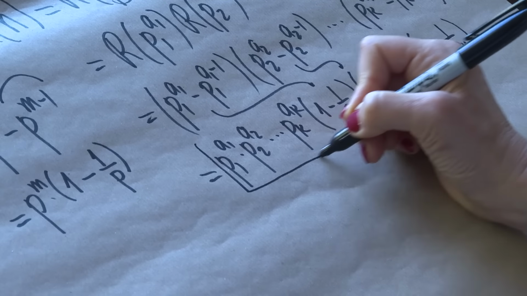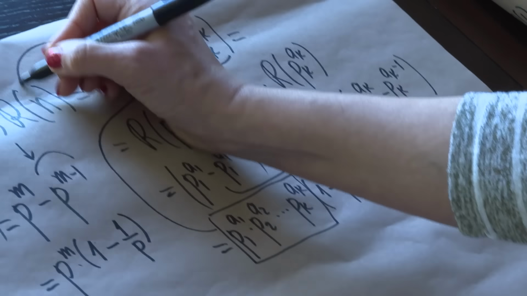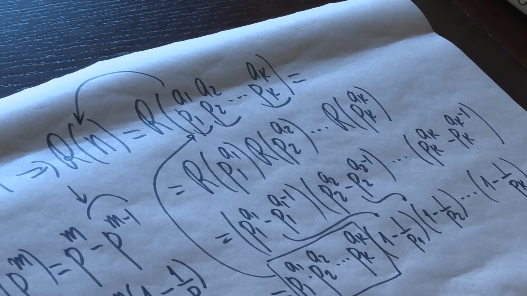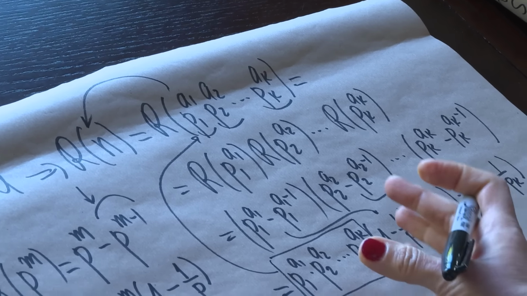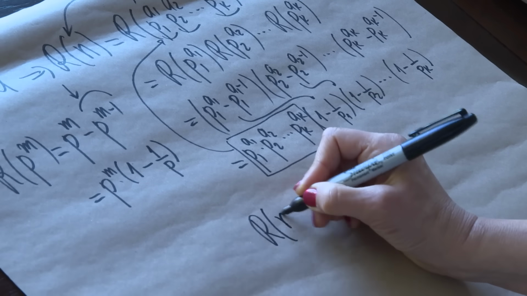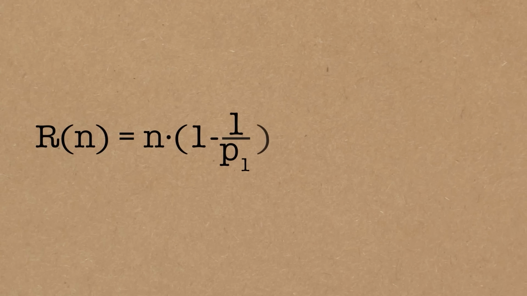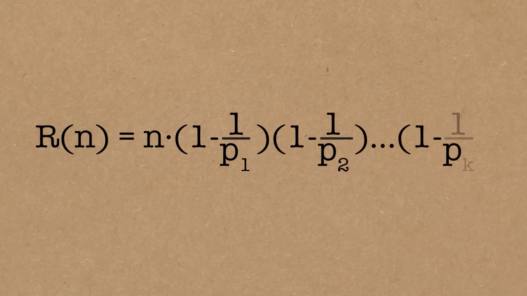But what is this? This is my original number n, because I have all of its prime powers here. So I get the following very nice formula for the Raffle function. It is the original number n times 1 minus the reciprocal of its prime divisors, all multiplied. That's it.